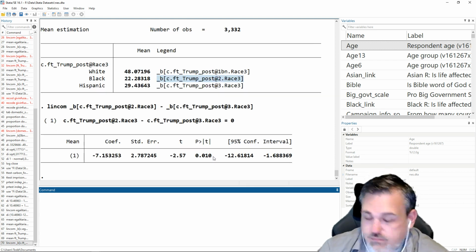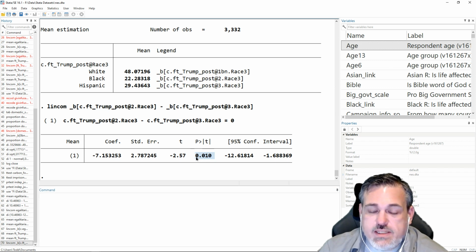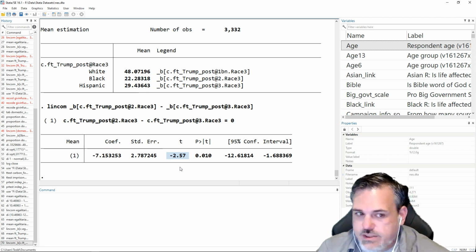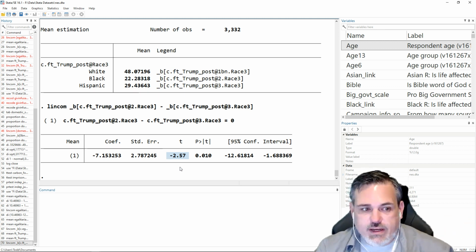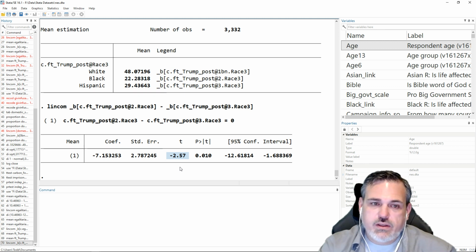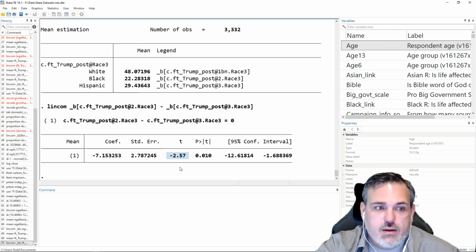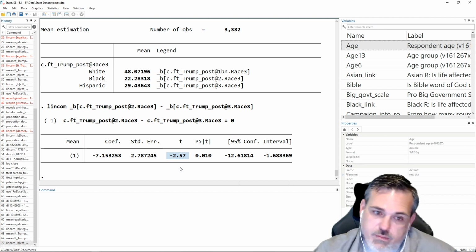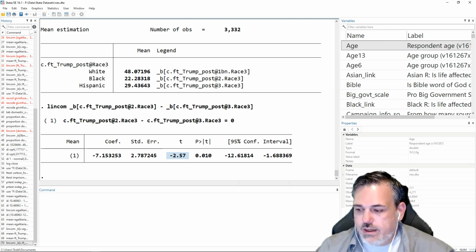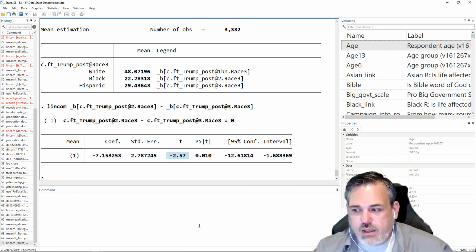And yes, we say anything below 0.05, this is below 0.05, and anything higher than 1.96. So yes, there is a statistically significant difference between the feeling thermometer towards Donald Trump in the population between Hispanics and African Americans. No question there. So this is the general rule of thumb. Now things can get a little bit more complicated.